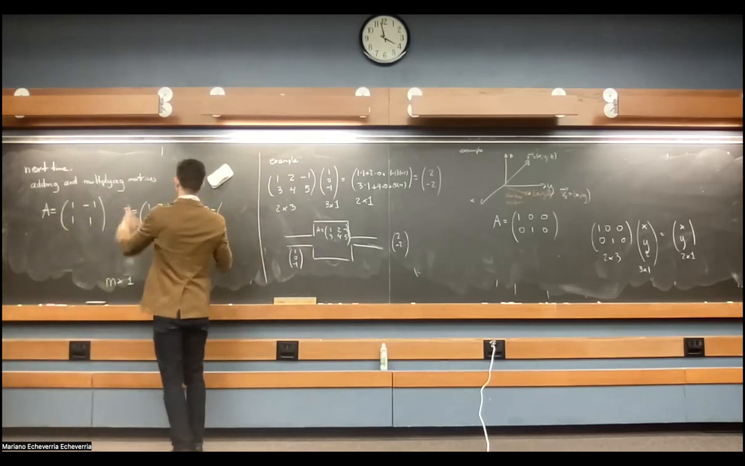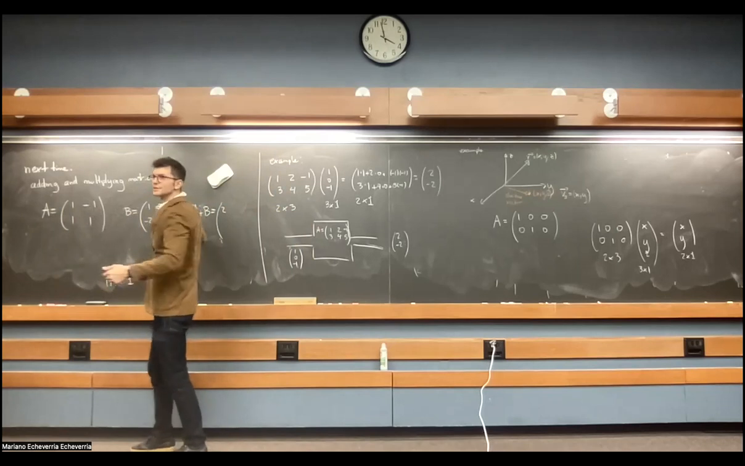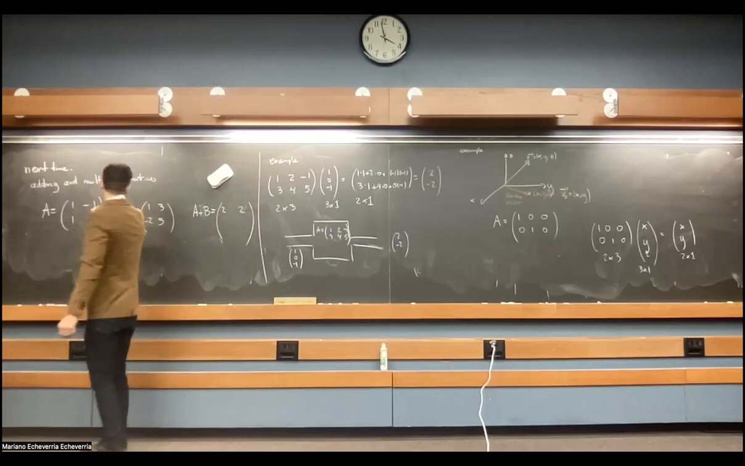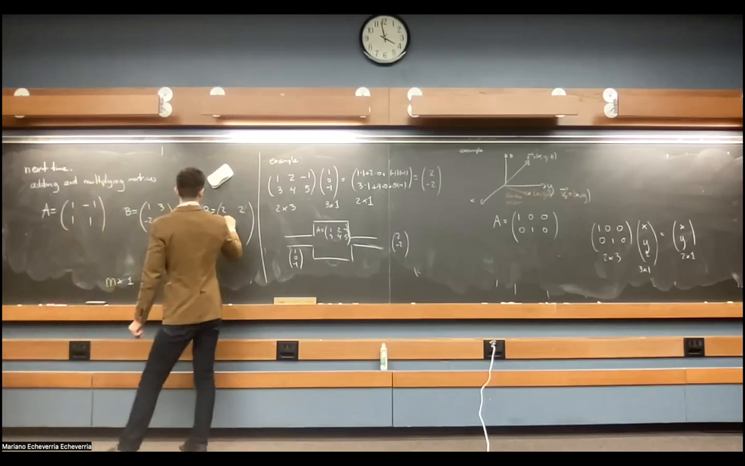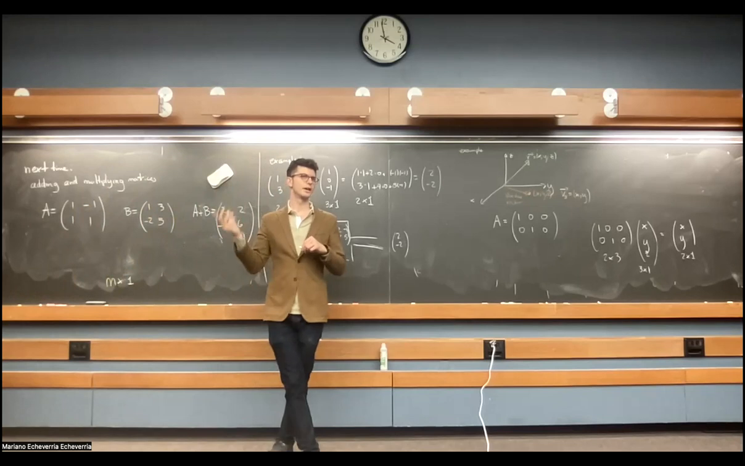So you would do 1 plus 1, that's 2. Negative 1 plus 3, that's 2. Then 1 minus 2 is negative 1. And 1 plus 5 is 6. So that's what the matrix addition will end up being. It just will be done entry by entry.